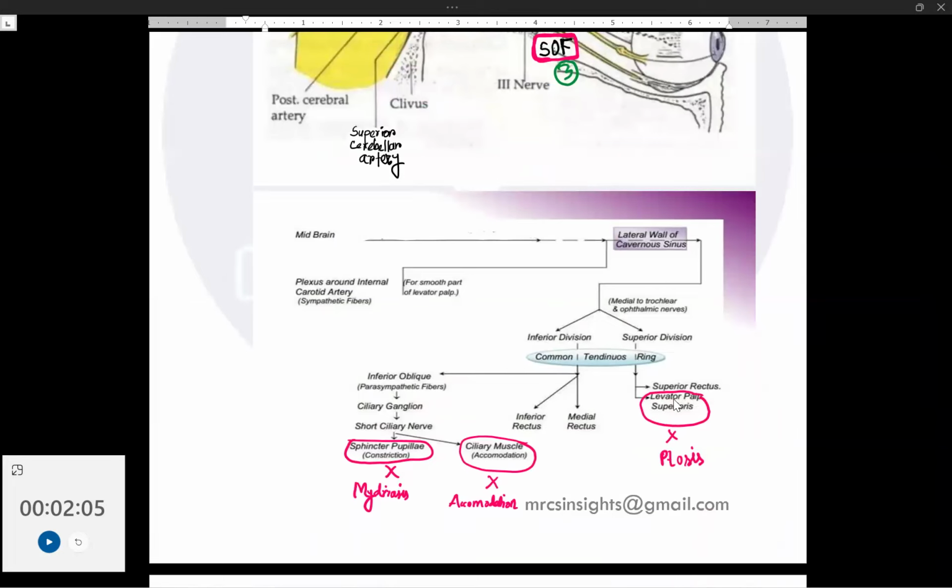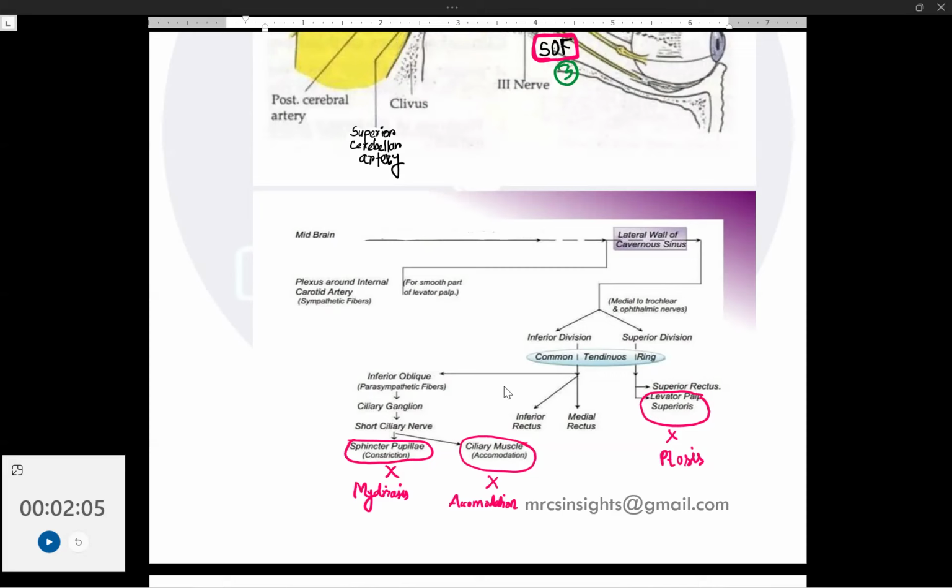It supplies the superior rectus, levator palpebrae superioris, inferior rectus, medial rectus, and also the inferior oblique. It also gives parasympathetic fibers, right? These parasympathetic fibers go to the ciliary ganglion, and from there through the short ciliary nerve to the sphincter pupillae. So basically this oculomotor nerve causes constriction of the pupil, so miosis occurs normally, and it also supplies the ciliary muscle, which helps in accommodation.